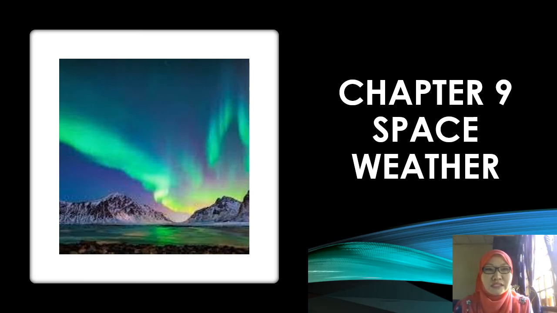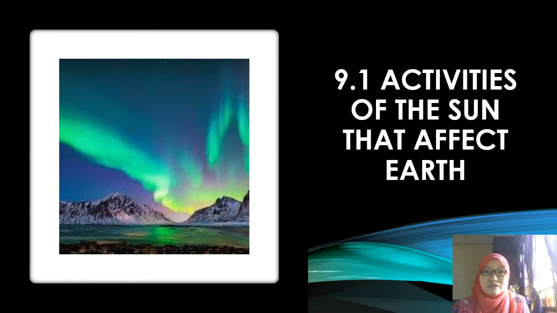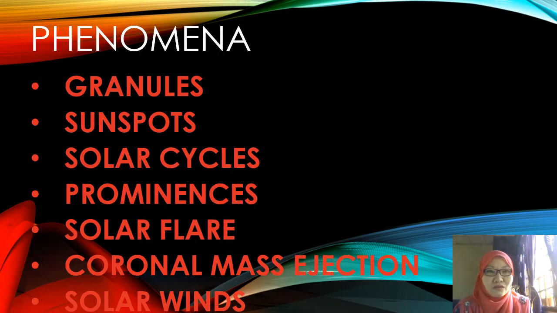Today we are going to learn about chapter 9, Space Weather. In topic 9.1, the activities of the sun that affect Earth. Our focus is on the phenomena that occur on the sun's surface, such as granules, sunspots, solar cycles, prominence, solar flare, coronal mass ejection, and solar winds.